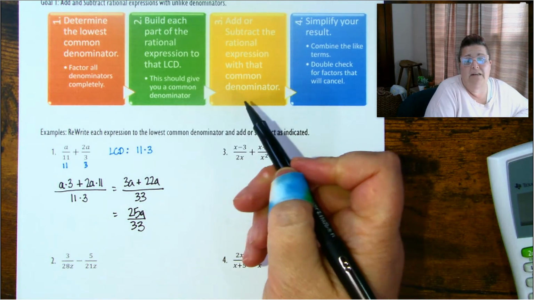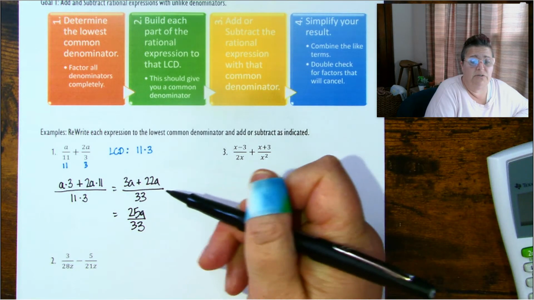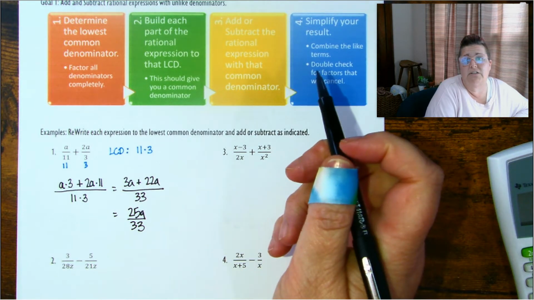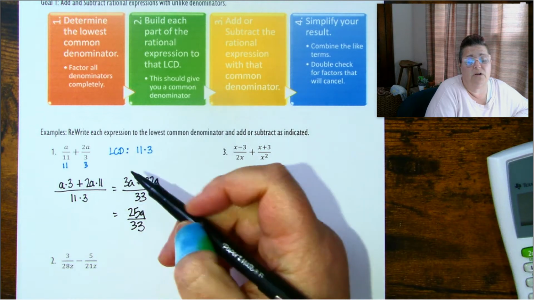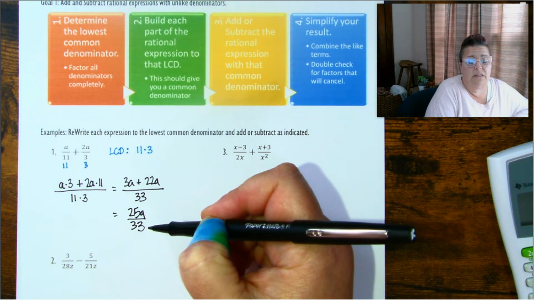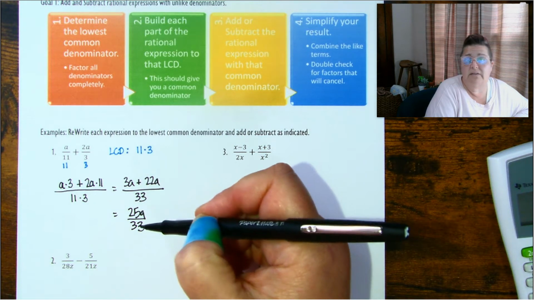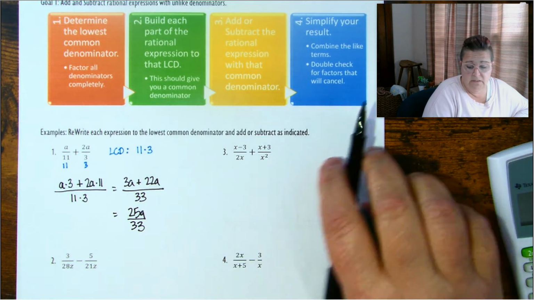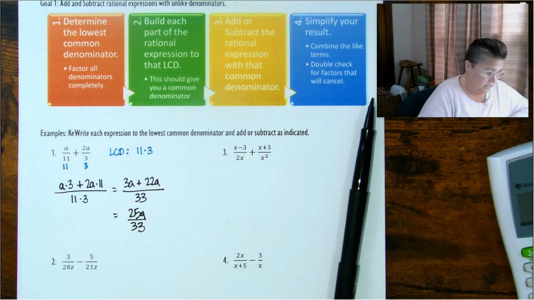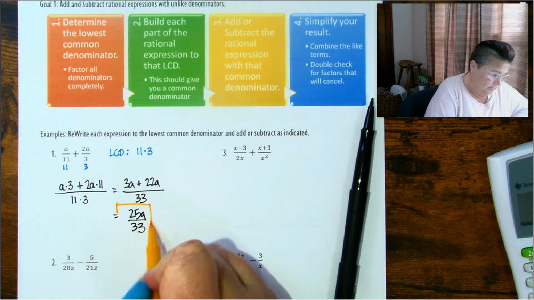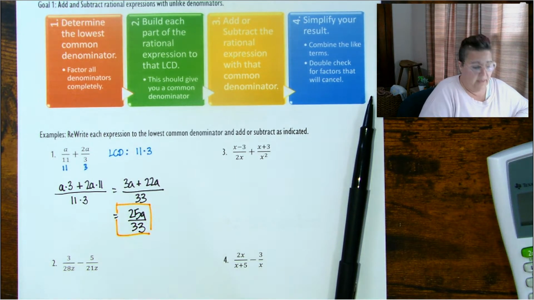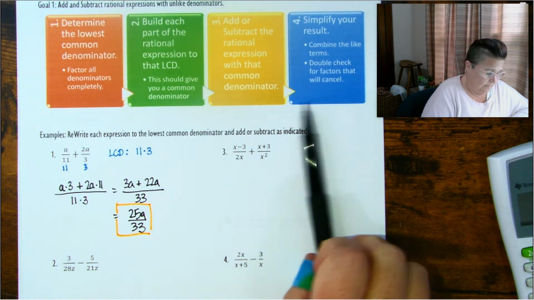Now, I have added the rational expressions using the common denominator. Now I need to look at whether or not I can simplify this result. A will not cancel with anything in the denominator, and 25 does not cancel with 33. So this is it. This is as much as I can do. And that is my final answer for the addition of those two terms.